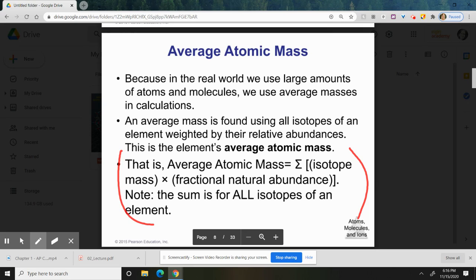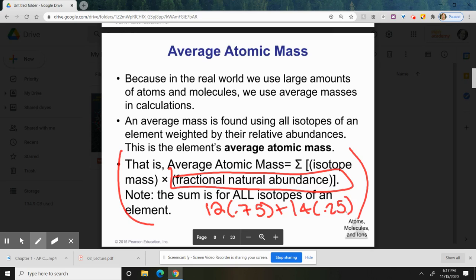But if I have a mass of 12 for 75% of my atoms and 14 for 25% of my atoms, so much more of it is coming from 12 that my 12 is going to be more heavily weighted. And so that's where we see this kind of fractional natural abundance. If I were to work that problem out, it would be 12 times 0.75 plus 14 times 0.25. So you get that weighted average.